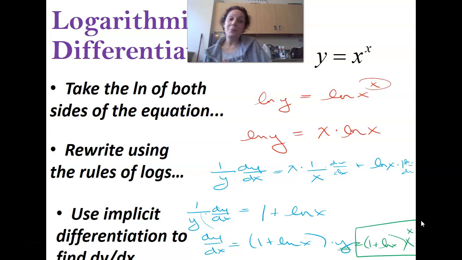So again, logarithmic differentiation sounds like a lot. I know it does. I hear myself saying it and I'm like, ugh, that sounds like something we don't want to do. But it really isn't a lot. It's almost nothing new, right? It's implicit differentiation. Our only job in logarithmic is to get our equation from a space where we cannot use implicit to a place where we can. And we do that again using those two steps: taking the log of both sides so that we can implement the rules of logs and get that exponent out of there. And that's it.